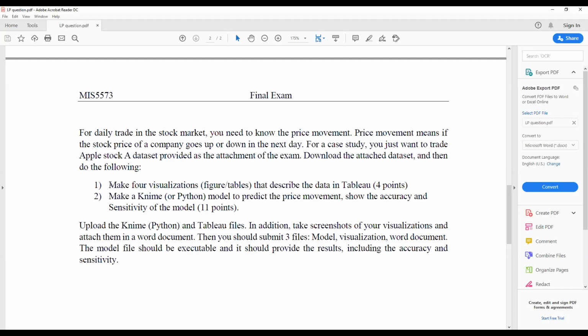So again, for visualization, just use Tableau. For the modeling part, you use either KNIME or Python and predict the price movement, which is the last variable. It should also be executable, and at the end, I should see the accuracy and sensitivity of your model. So when I open your KNIME, I should be able to see your accuracy and sensitivity somewhere.